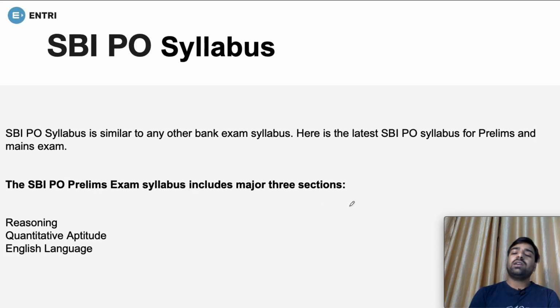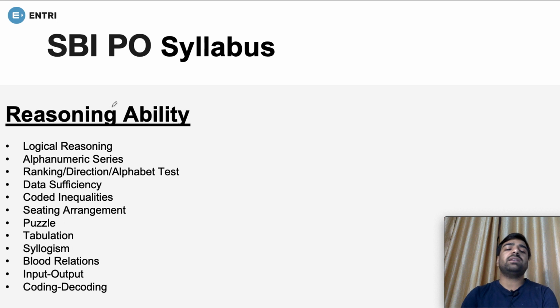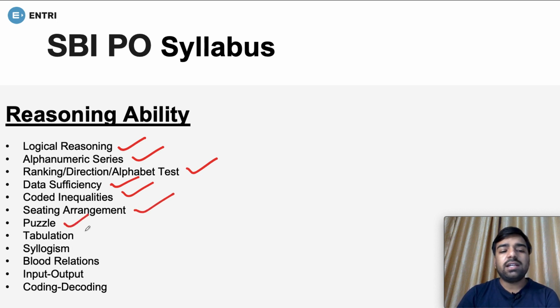Fine. Now, if we talk about its syllabus, the SBI syllabus is similar to any other banking exam syllabus. So we'll be discussing the latest prelims and mains exam syllabus. Prelims, as already told to you, has reasoning, quant and English language. Now talking individually about their syllabus, in reasoning ability, the syllabus is logical reasoning, alphanumeric series, ranking, direction, alphabet test, data sufficiency, coding inequalities, seating arrangement, puzzle, tabulation, syllogism, blood relations, input output, coding decoding.